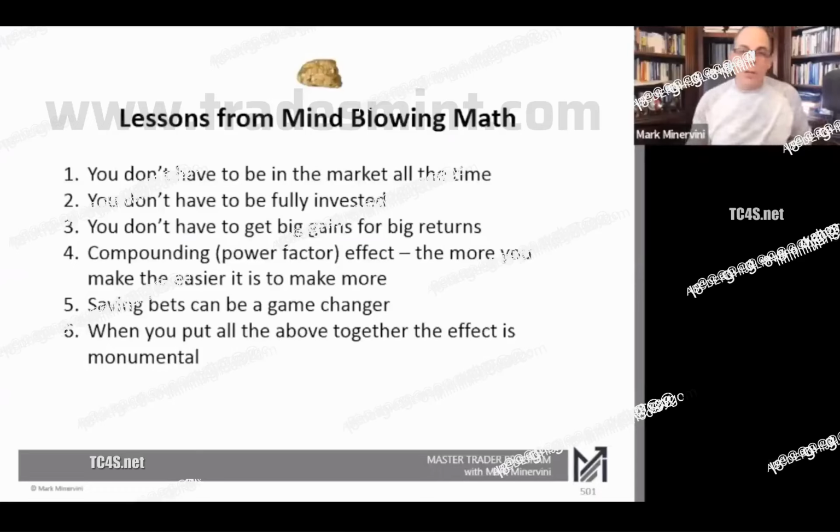So lessons from mind-blowing math here should be, one, that you do not have to be in the market all the time. Now, as Mark just told you, and I told you, we're in the market on average about half the time or less. So 50% of the time or more, we're in cash, 100% cash. That doesn't mean if we get a bull market that's taken off, we might be fully invested for a year, or on and off.